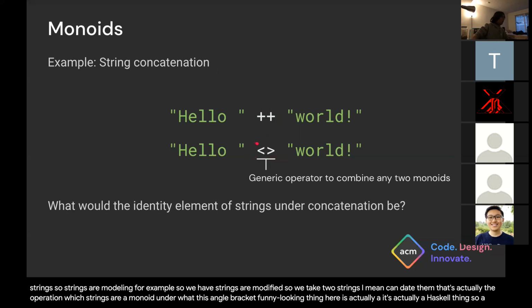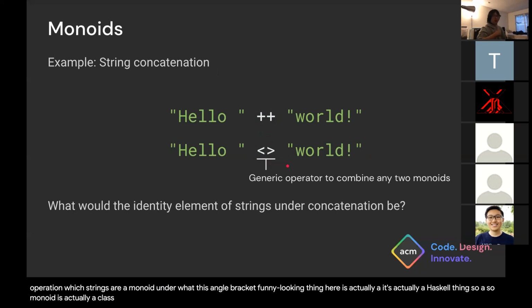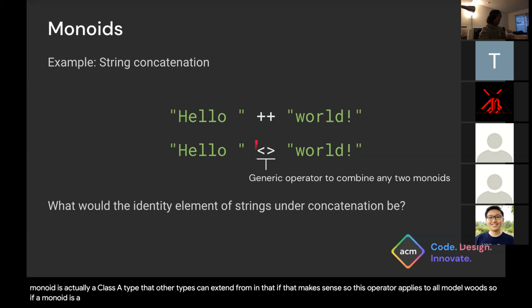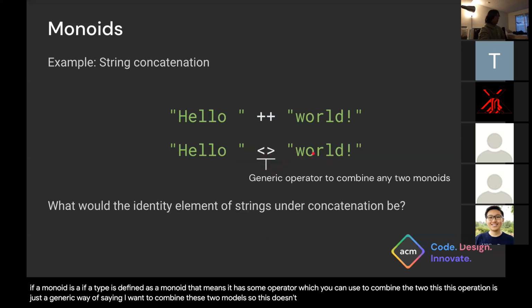So monoid is actually a type that other types can extend from, if that makes sense. So this operator applies to all monoids. If a type is defined as a monoid, that means it has some operator which you can use to combine the two. This operation is just a generic way of saying, I want to combine these two monoids. So this doesn't just work with strings. It can work with any data type that's also a monoid.